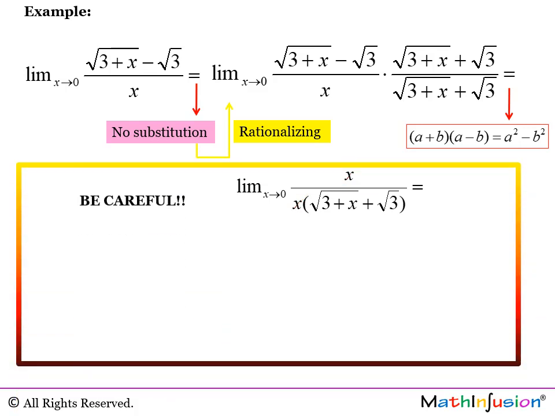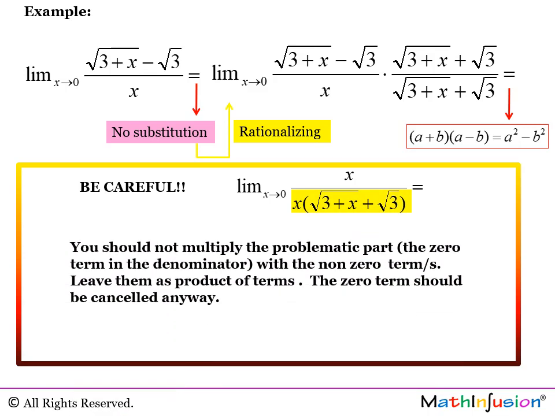Be careful. You should not multiply the problematic part, the zero term in the denominator, with the non-zero term or terms. You want to leave them as product of terms. The zero term should be cancelled anyway.